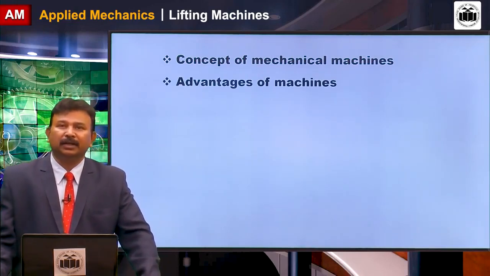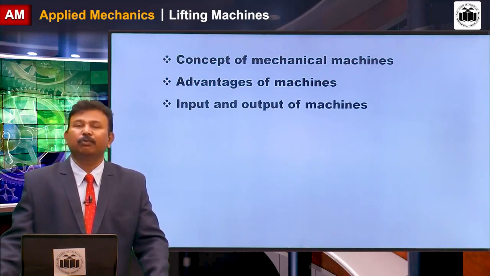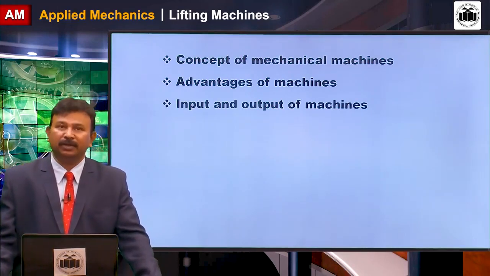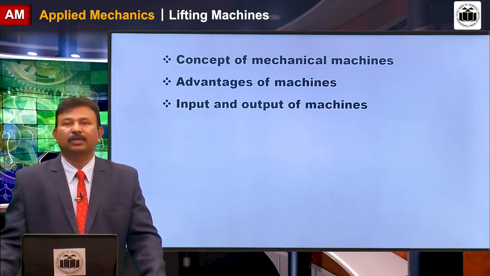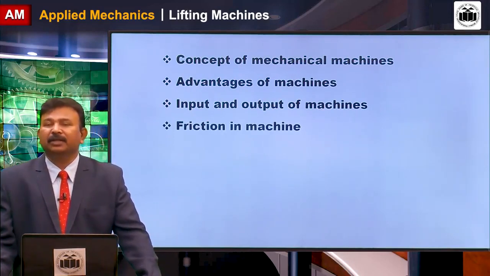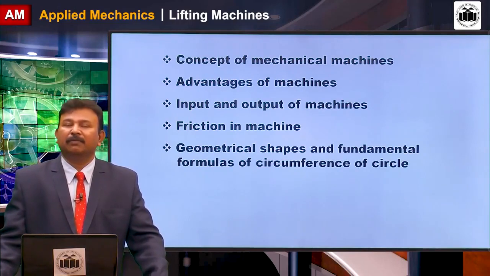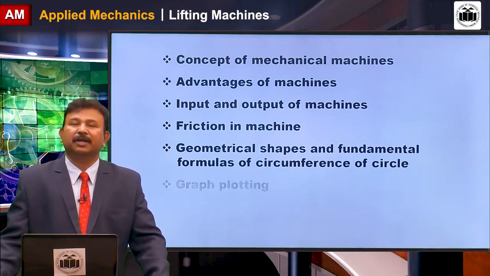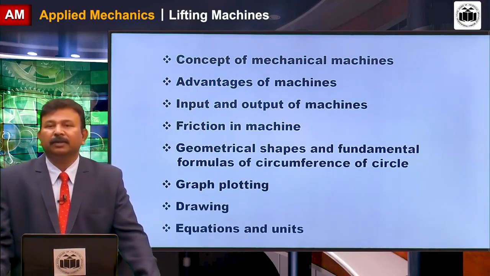Second important thing, advantages of machine. The third prerequisite is input and output of the machine. Say for example, in case of a two-wheeler, we will be giving petrol as input and distance traveled as the output of the machine. Friction in the machine, geometrical shapes and fundamental formulas of circumference of the circle, graph plotting, drawing, equations and units.